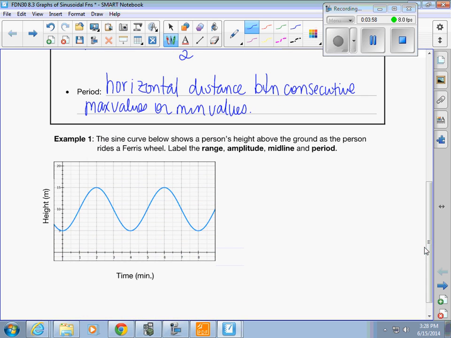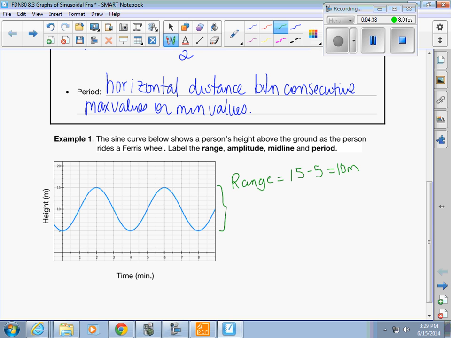Okay, so some examples. The sine curve below shows a person's height above the ground as the person rides a Ferris wheel. Label the range, amplitude, midline, and the period. Okay, so the range then is the distance between the maximum and the minimum value. So we're going from here to here. So that's 15 minus 5, which is 10 meters.